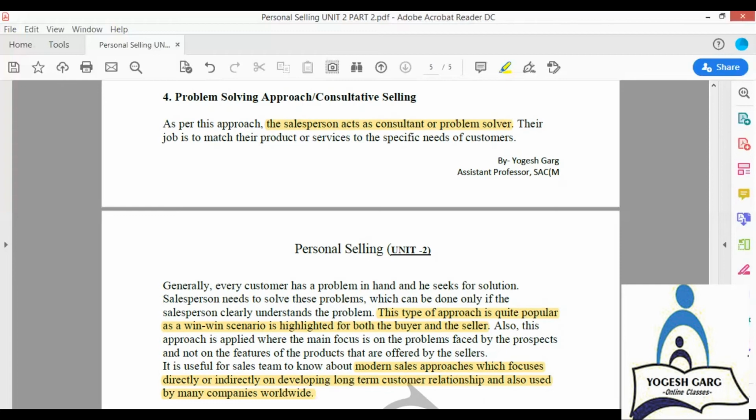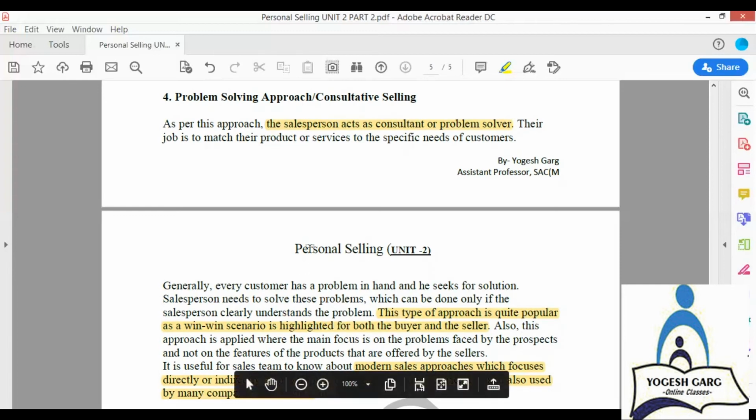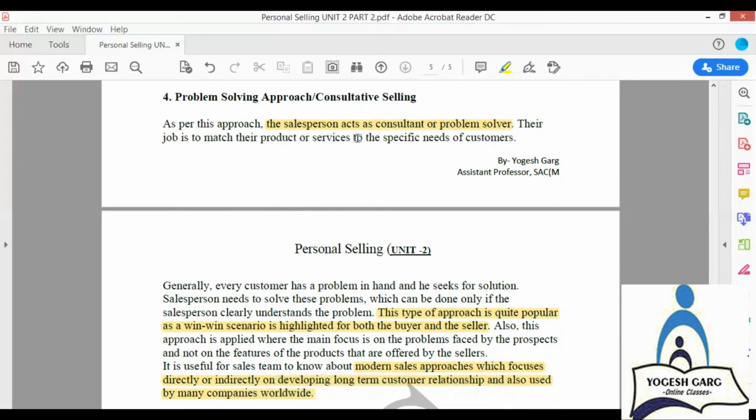But in consultative selling, the buyer has a problem. I have to make him realize how my product is better than the competitor's product. The salesperson will act as a consultant. So as per this approach, the salesperson acts as a consultant or a problem solver. Their job is to match their product or service to the specific needs of the customers.